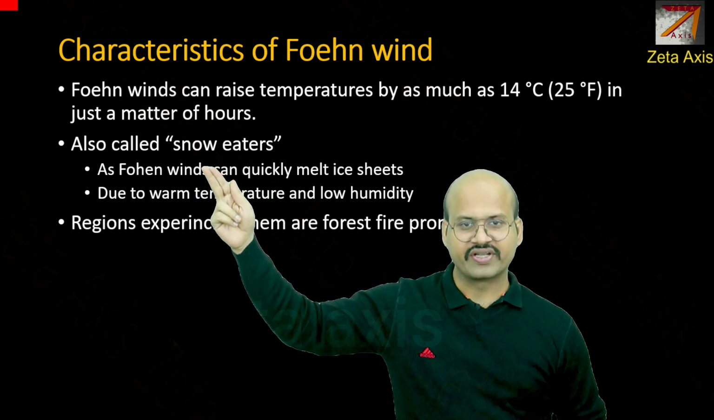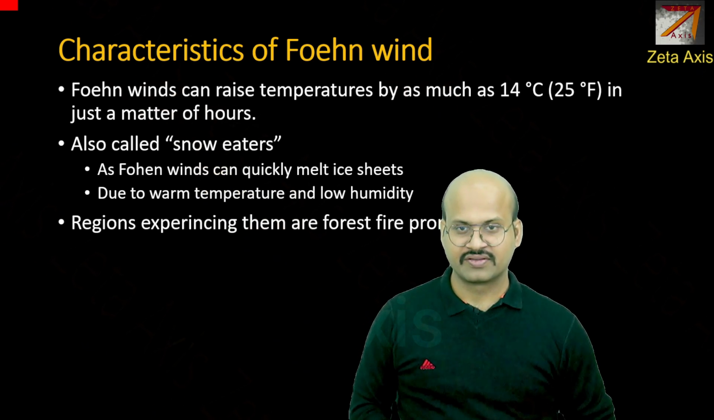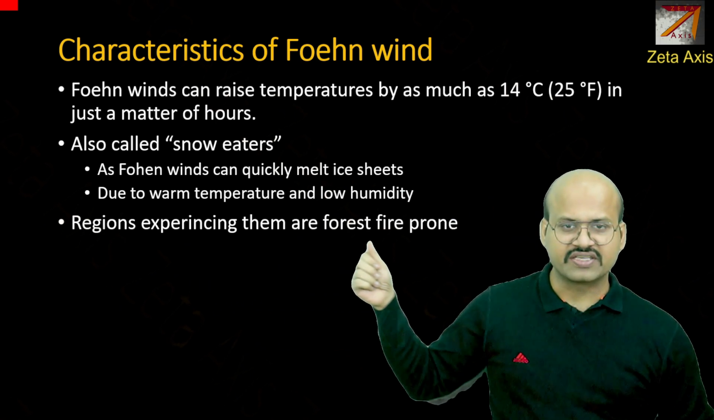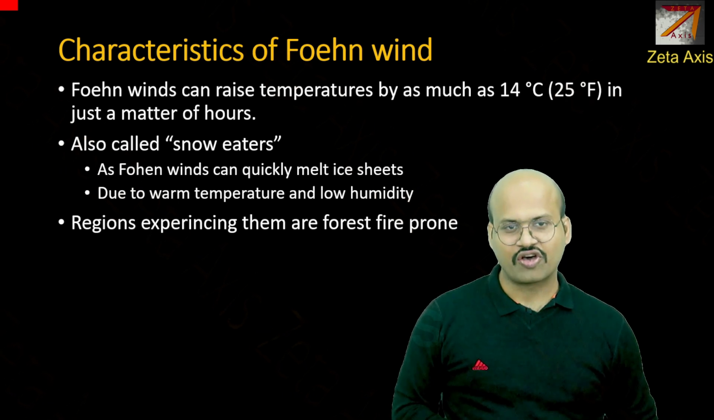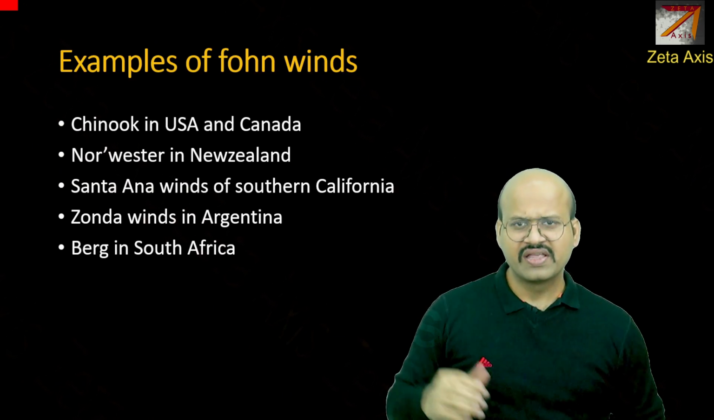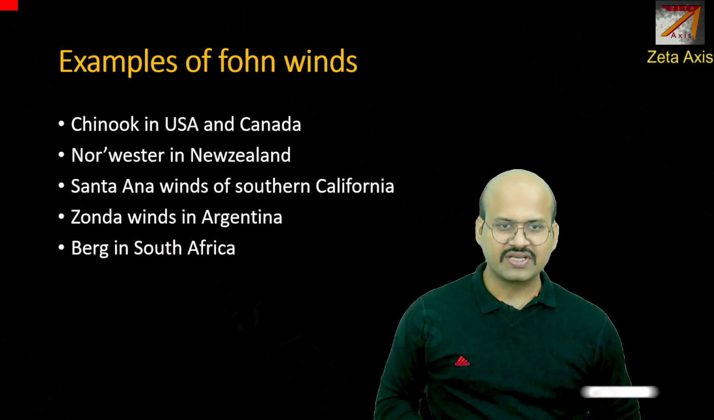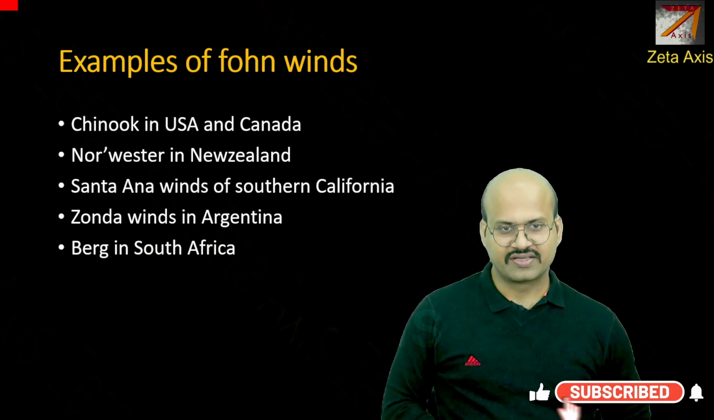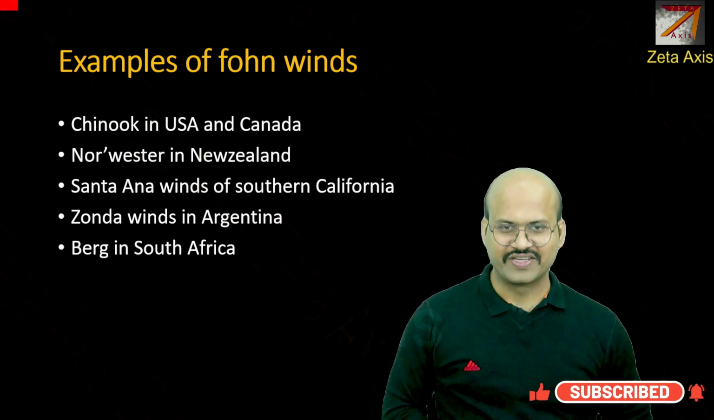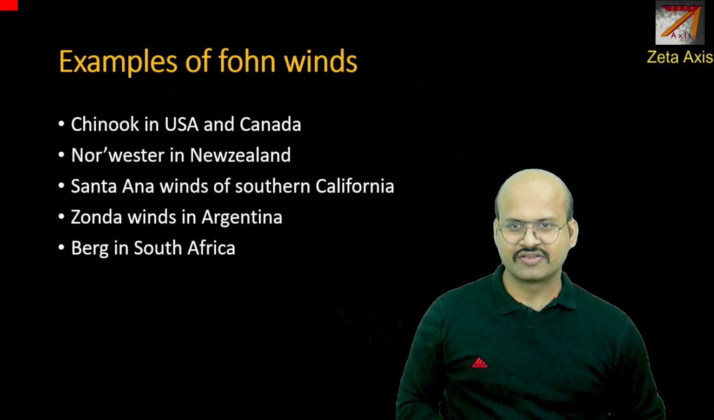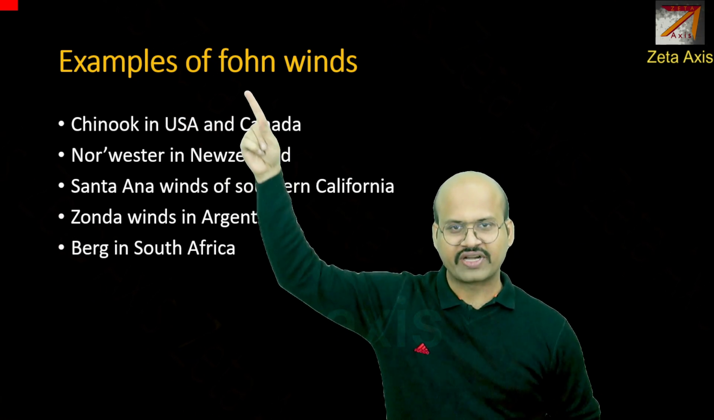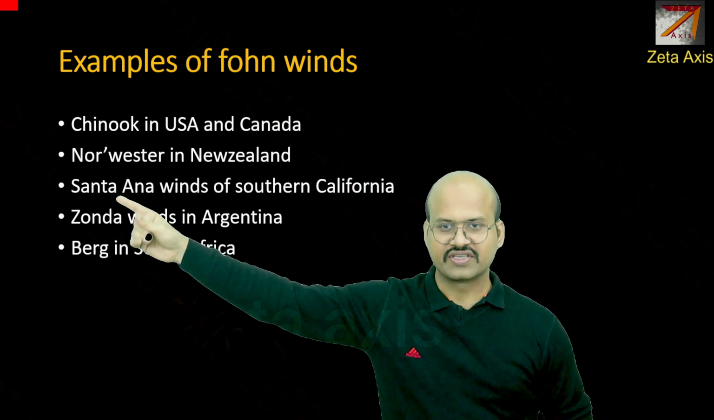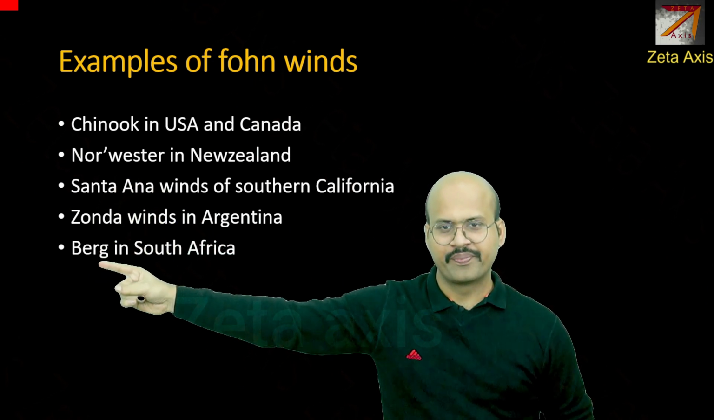It is also called a snow eater because it melts the ice sheets. And the region experiences forest fire because of the dry and warm air. So it increases the hazard of forest fire. There are certain examples of Foehn wind. Basically this wind is now generalized, and wherever there are such katabatic winds, we call them Foehn winds. So Chinook in USA and Canada, which we will see later in this video, is also a type of Foehn wind. Then we have Nor'wester, Santa Ana, Zonda and Berg winds in South Africa.